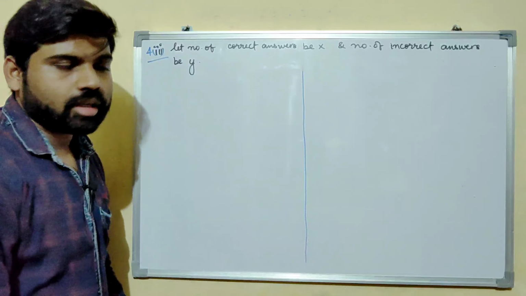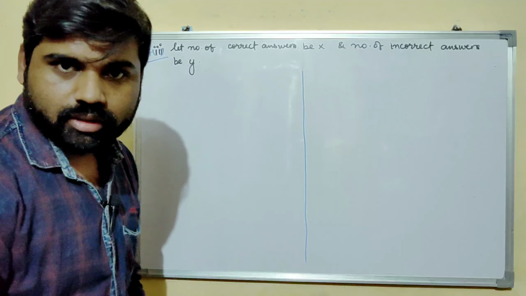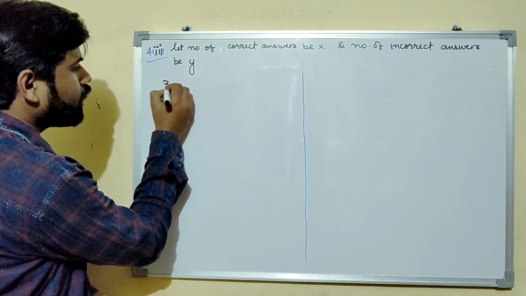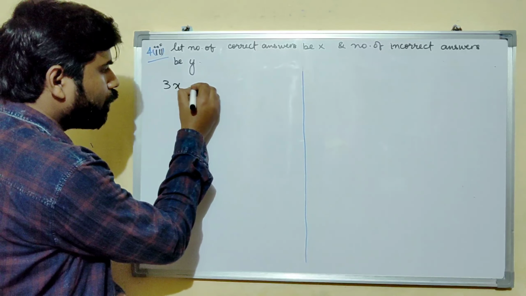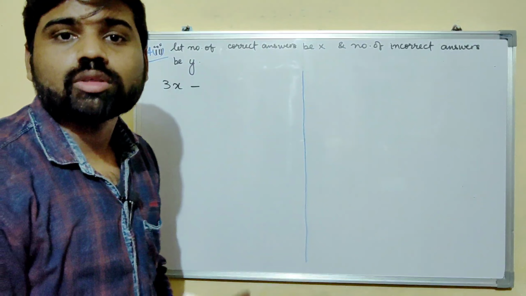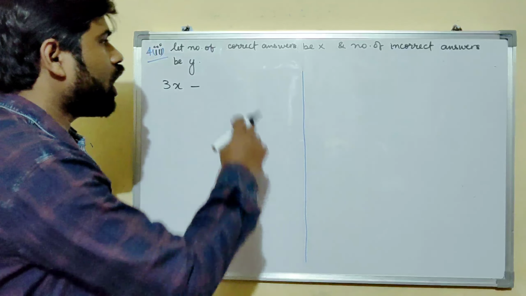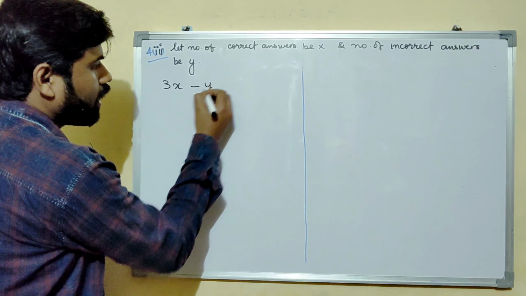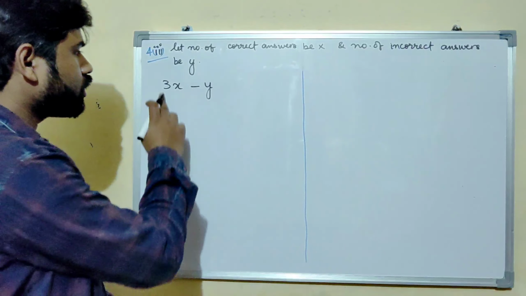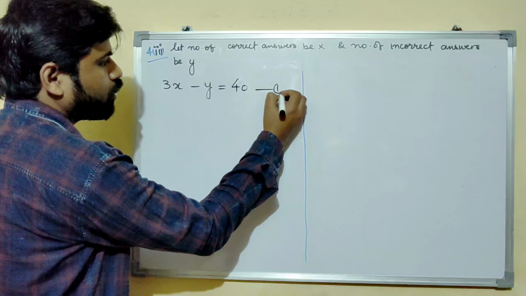Since Yash has attempted and done x correct answers, he will be given 3 marks for each of the x answers, right? Minus, why minus? Because 1 mark is deducted for each wrong answer. So how many wrong answers did he answer? He answered y wrong answers. So 3x minus y equals 40. This will be your first equation.